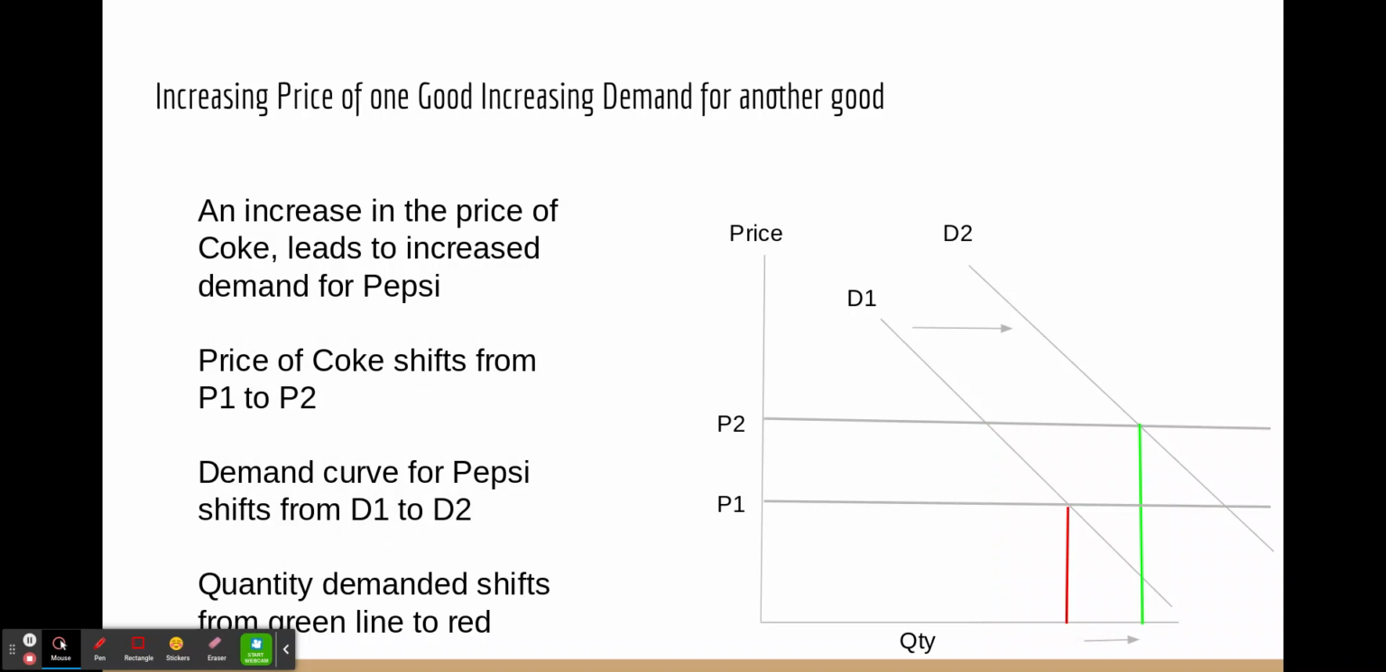In this example, the price of Coke or Pepsi starts off the same, shown by the line P1. The price of Coke rises to P2 and the demand for Pepsi shifts from D1 to D2. The quantity of Pepsi shifts from the red line to the green line.